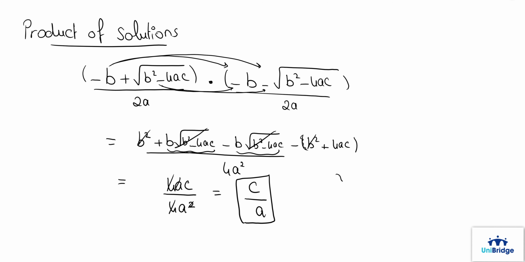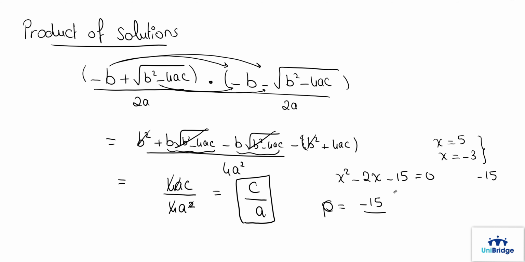If we take an example, let's take the same example we did, where we found that the solutions are x equals 5 and x equals negative 3. The product of these two is negative 15. But using our rule, we could have gotten the product of solutions by simply taking c, which is negative 15, over a, which is 1. So this definitely serves as a shortcut. You don't need to actually solve the equation and get the solutions to get either the sum or the product of the solutions.